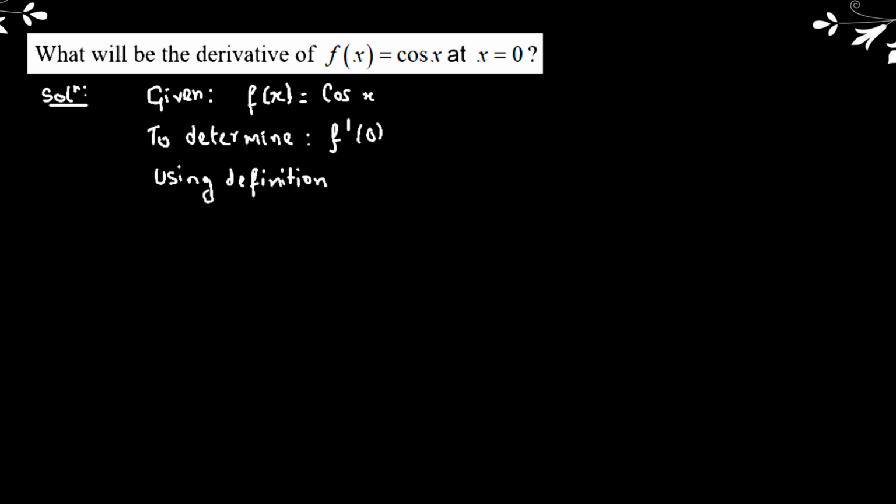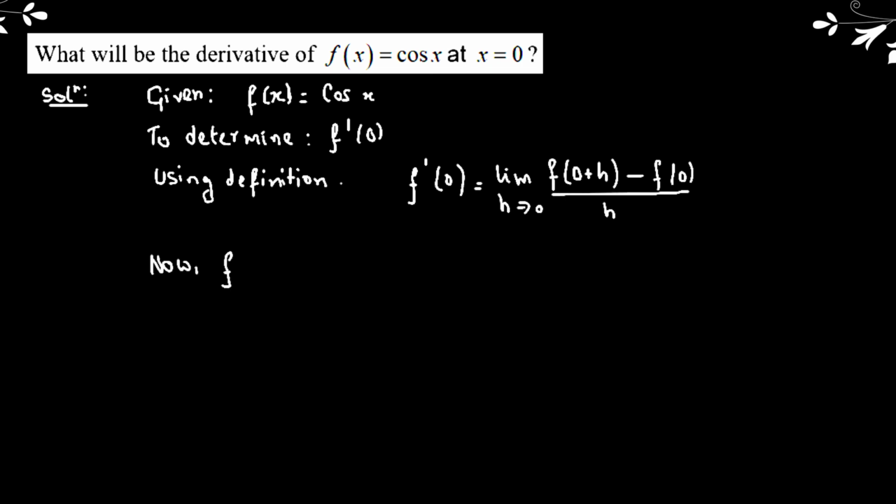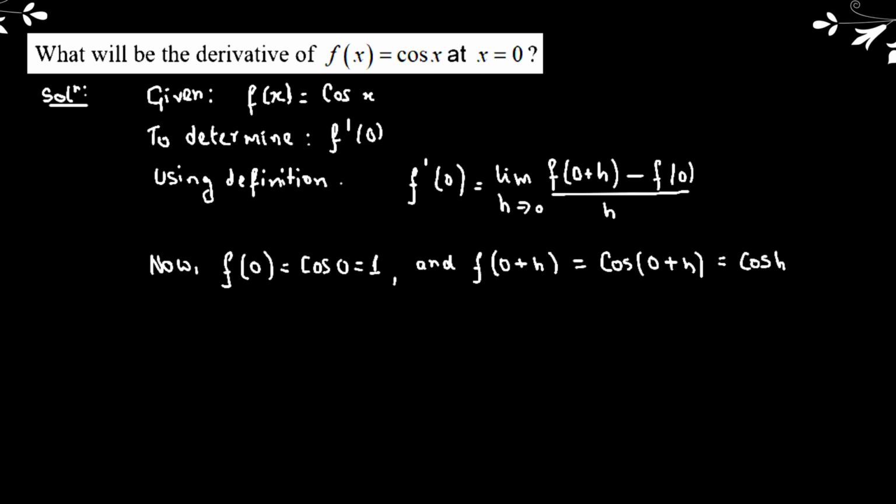Now using the definition, we have f prime of 0 equals the limit as h tends to 0 of f of 0 plus h minus f of 0, divided by h. Now f of 0 is equal to cosine of 0, that is 1, and f of 0 plus h is equal to cosine of 0 plus h, which is cosine of h. Replacing these values into the definition, we get f prime of 0 equals the limit as h tends to 0 of cosine of h minus 1, divided by h.